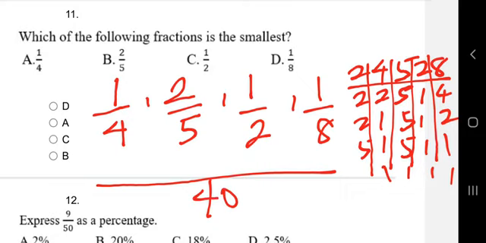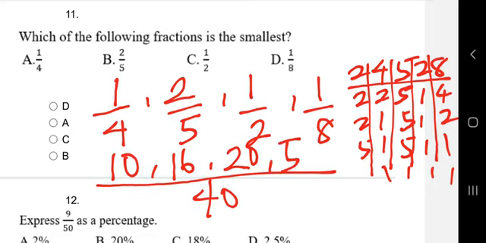So divide the first fraction. 40 divided by 4, that gives 10. 10 times 1 will give us what? 10. Then 5, 40 divided by 5, that is 8. 8 times 2, that gives 16, right? Then 40 divided by 2, that is 20 times 1, that is 20, right? 40 divided by 8, that gives 5 times 1, that is what? 5.